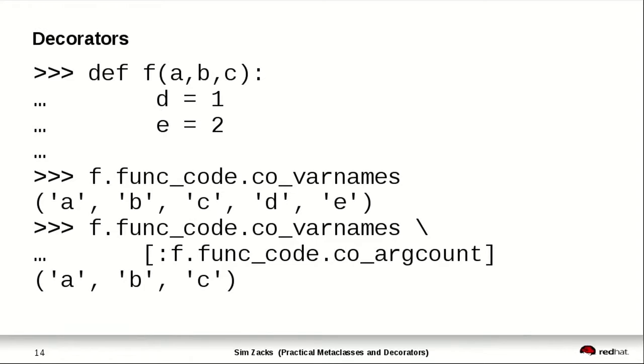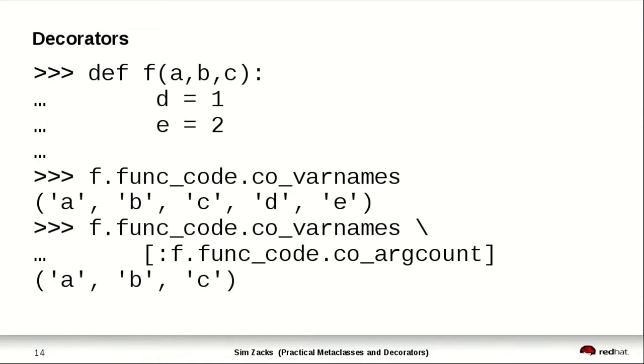Now, there's another gotcha with decorators that I came across recently. We found a big bug in our code, and this was relevant to the code that we're going to deal with in the example: we had a function f, which has parameters a, b, and c, and two local variables, d and e. If you want to know what the local variables of a function are, you would look at f.__code__.co_varnames. If you want to know how many arguments there are, you could look at co_argcount.